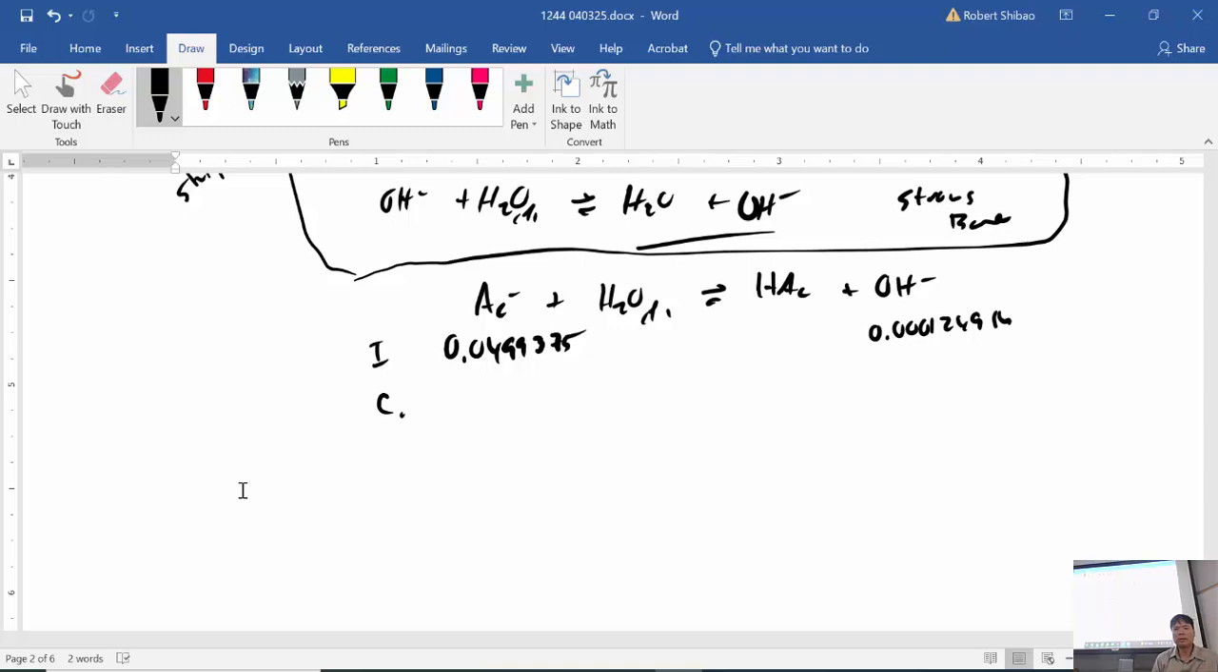So this is going to be minus x. This is 0. This is plus x, plus x. So at equilibrium, we're going to have 0.0499375 plus x or minus x molar. I use molar here because your book uses moles. Your book is going to use millimoles, in fact, and what they have to do is convert it back into molarity at the very end. And so they do the conversion step at the very end.